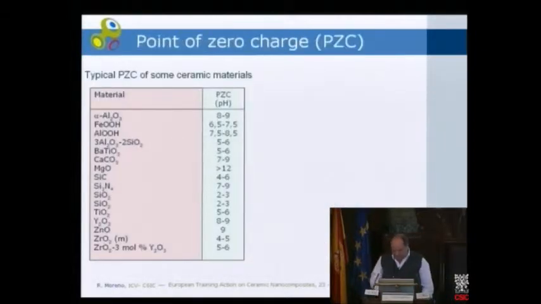The point of zero charge of some materials are given here. As we can measure the zeta potential, the measurement of zeta potential with pH is the measurement we have. The value at which the zeta potential is 0 is called the isoelectric point. If we have no specific adsorption, the point of zero charge is the same as the isoelectric point.